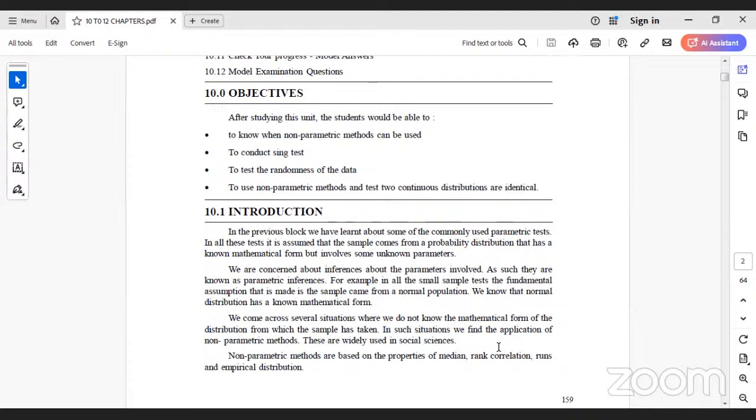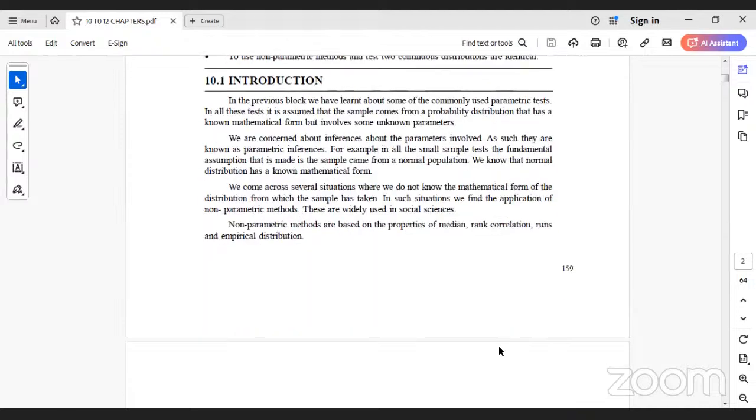So we come across several situations where we do not know the mathematical form of the distribution from which the sample is taken. In such situations, we find the application of non-parametric methods. These are widely used in social sciences. Non-parametric methods are based on the properties of median, rank, correlation, runs, and empirical distribution.